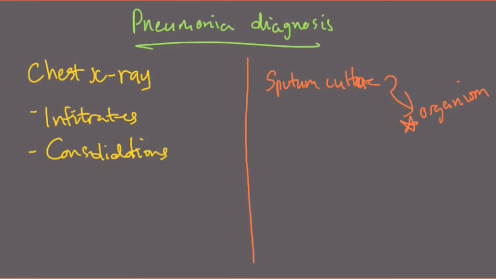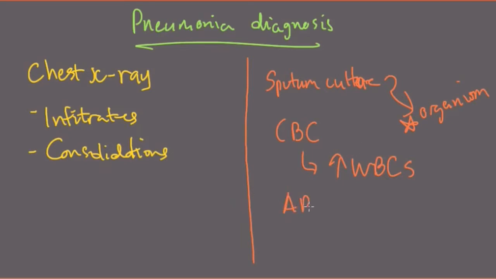Other labs that can be helpful are the complete blood count. What we typically would see in a complete blood count is an increase in white blood cells, called WBCs, just indicating there's an infectious and immune response taking place.